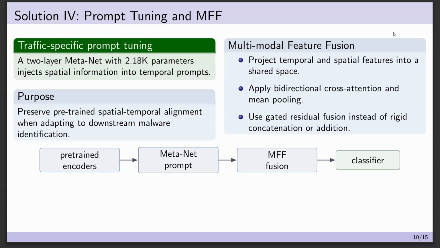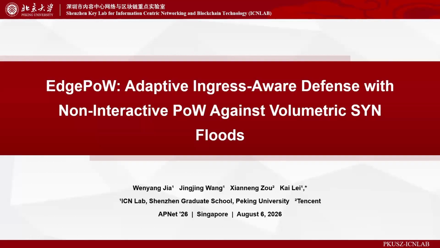Now we move on to the third one. The title of the paper is EdgePoW, an intent-aware adaptive SDN defense with PoW against multi-domain SYN floods. The paper is from Georgia Tech and Peking University as well as Tencent. And unfortunately, due to other travel conflicts, not all of the authors are able to join us today. But one of the representatives from their groups, Wenyang, will do the presentation.